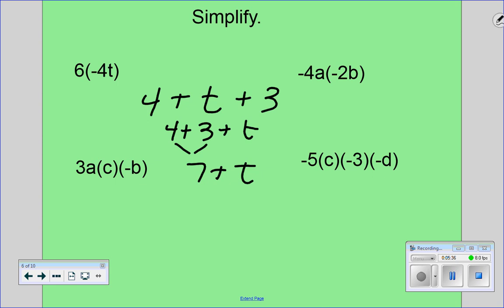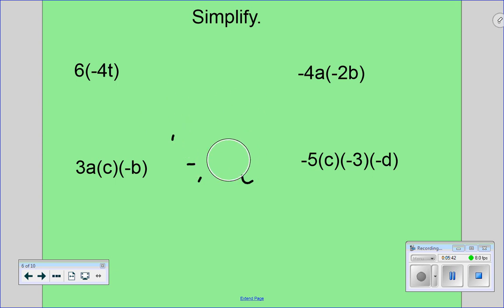Okay, so time out. Remember we did stuff like this. It's going to be the exact same thing, only we're just working with the numbers. So really, I'm going to just multiply these two together. Negative 6 times negative 4, and I get negative 24, and the t is on the end, because I don't know what t is, so I can't multiply it. That's just as far as I can go.